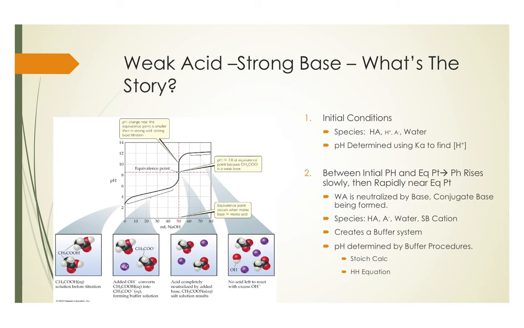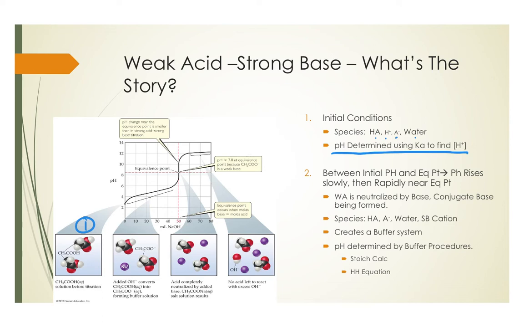How so? All right, well, way back here in part 1, we're talking about the initial conditions. So again, our species are HA, H plus, A minus, and water. So our pH is going to be determined using Ka to find the concentration of H.